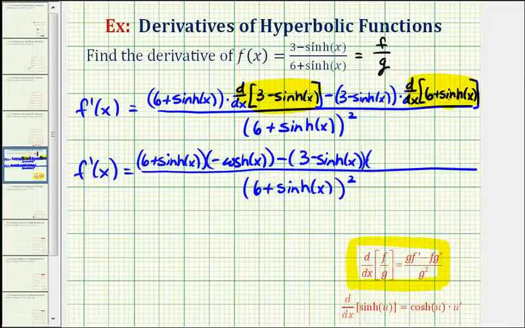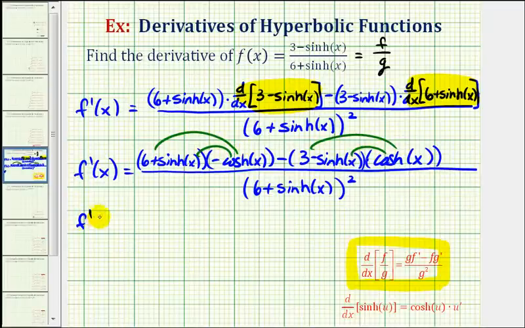Then we'll have minus 3 minus hyperbolic sine x times the derivative of 6 plus hyperbolic sine x. Derivative of 6 is 0. The derivative of hyperbolic sine x is equal to hyperbolic cosine x. And now for the next step, we'll distribute here and distribute here. So we'll have f prime of x equals, again, the denominator stays the same.